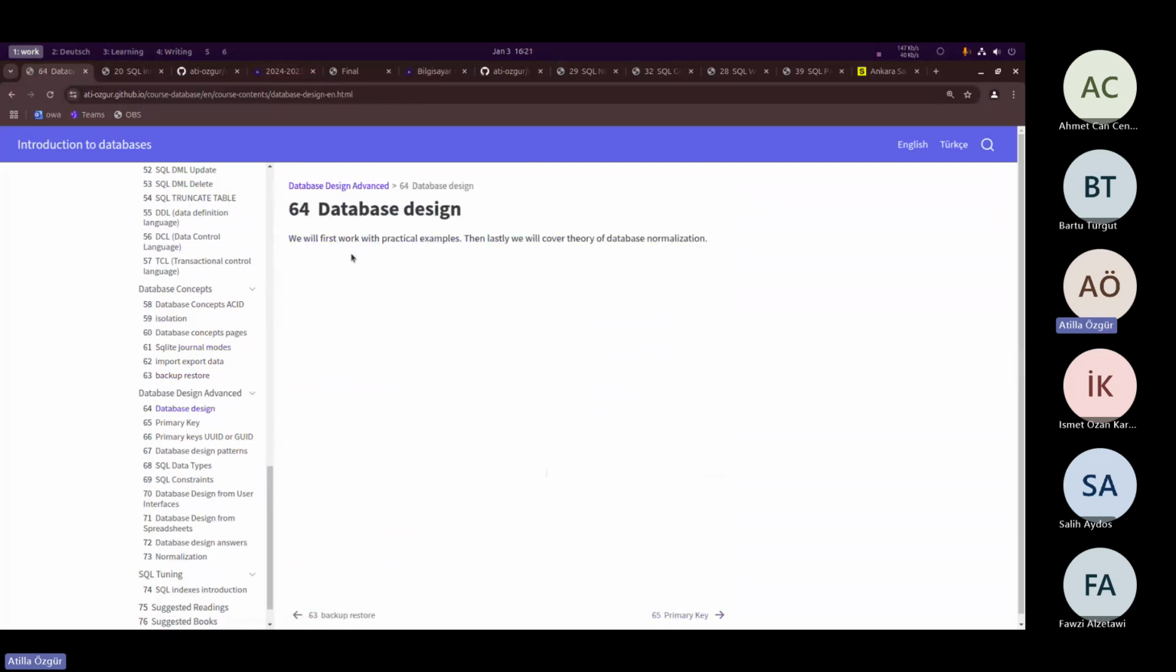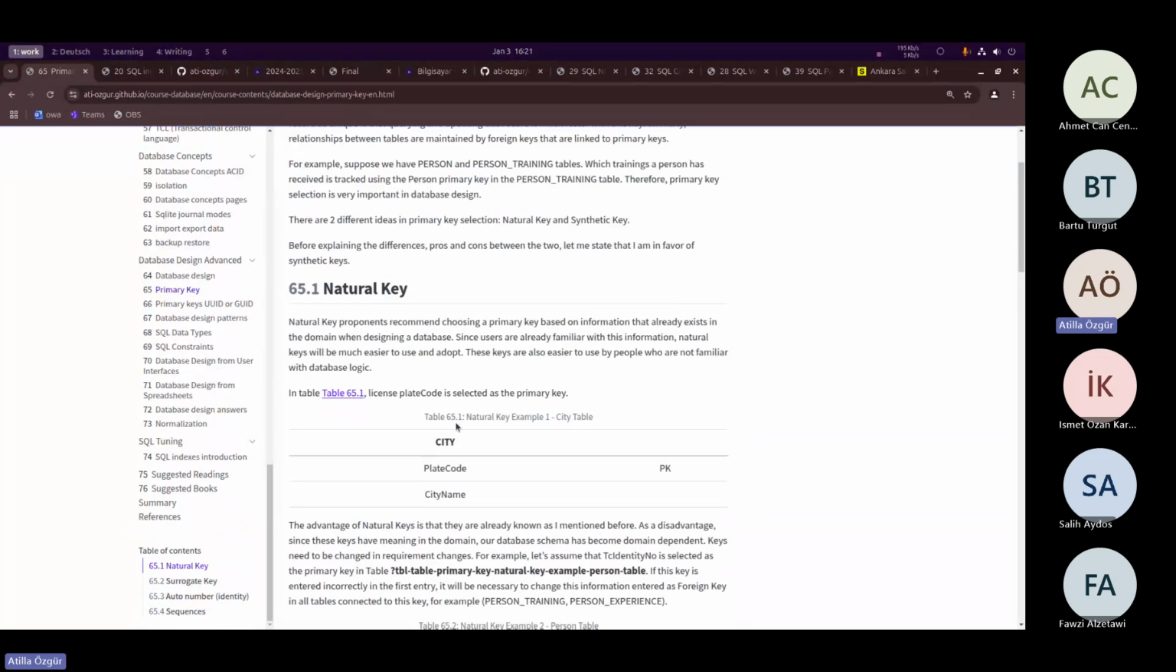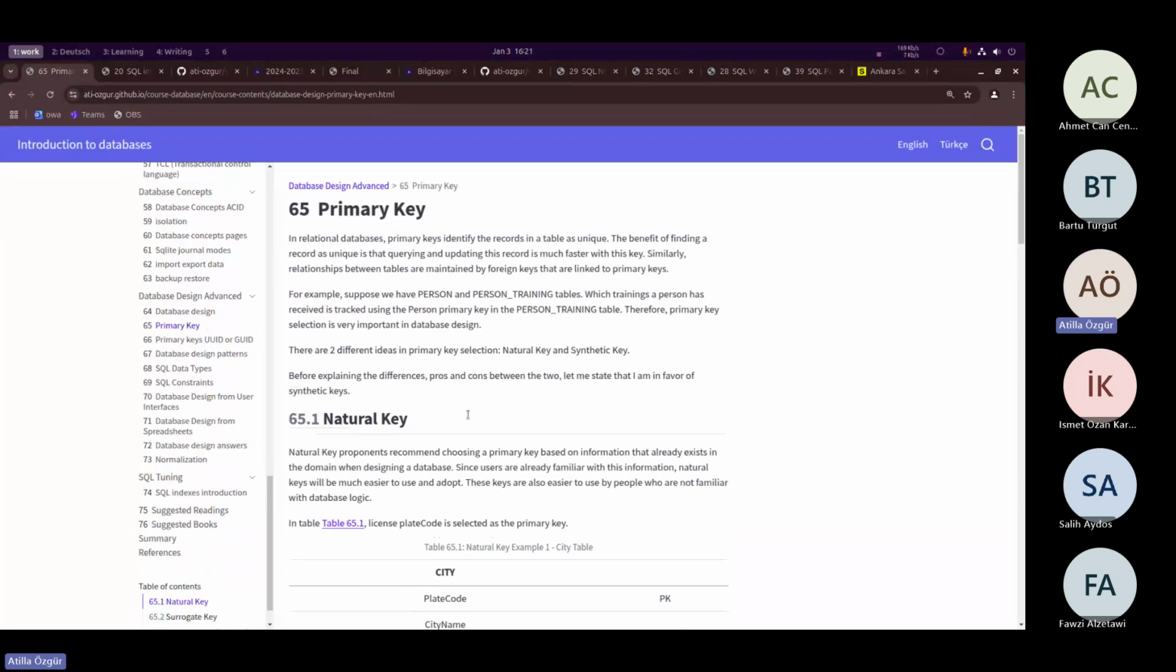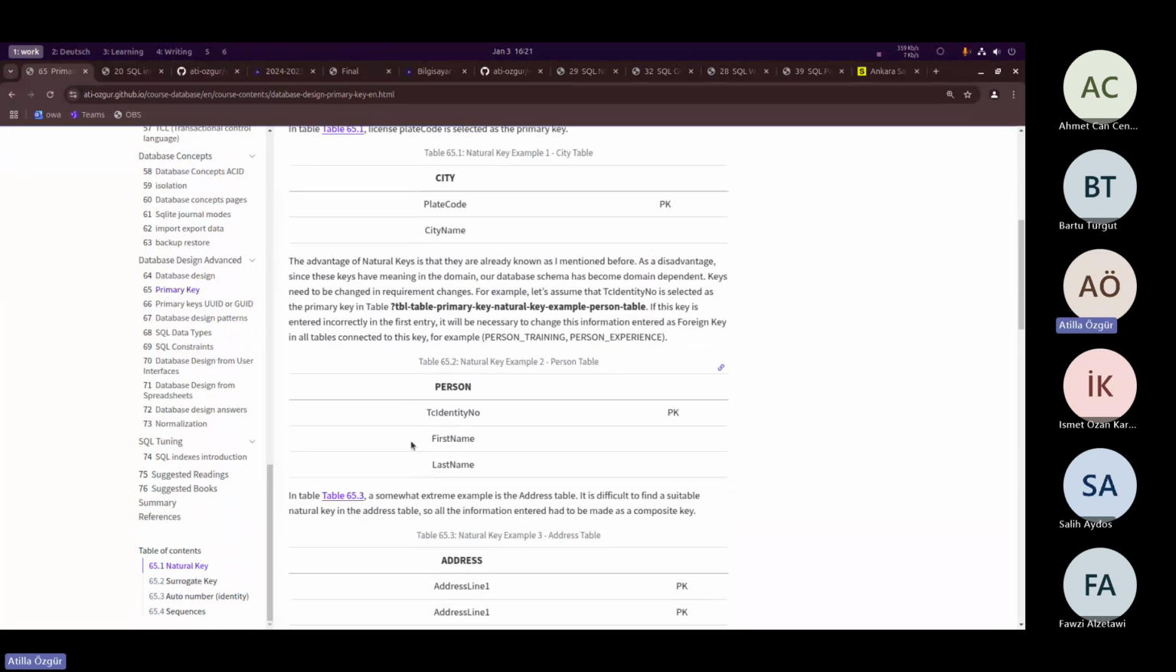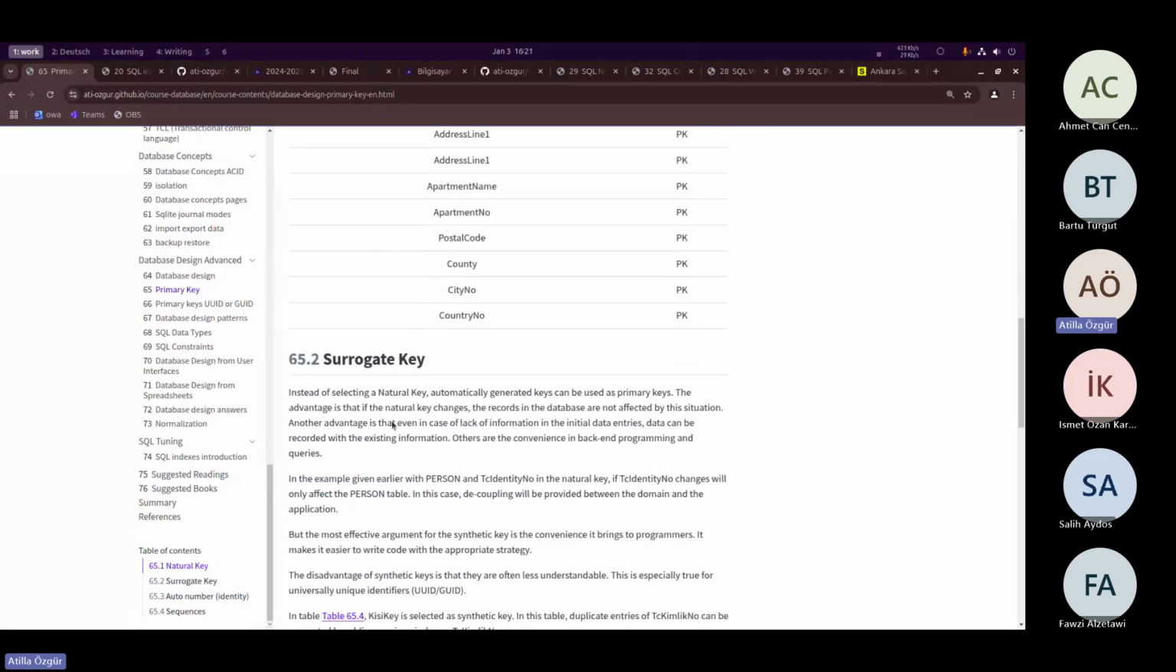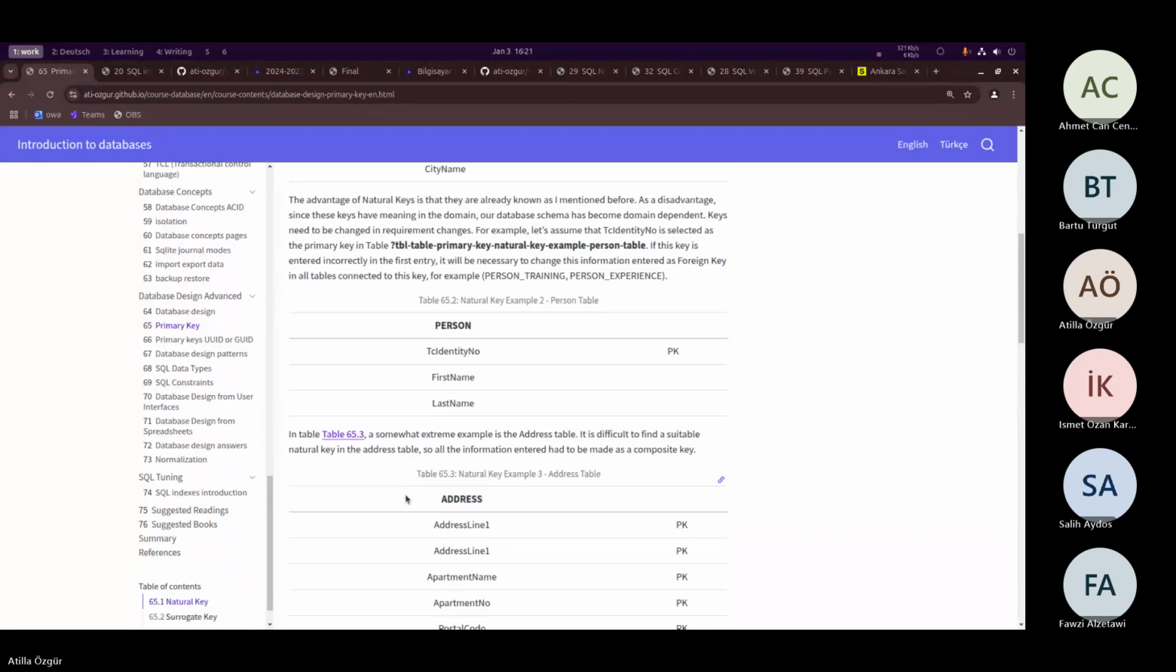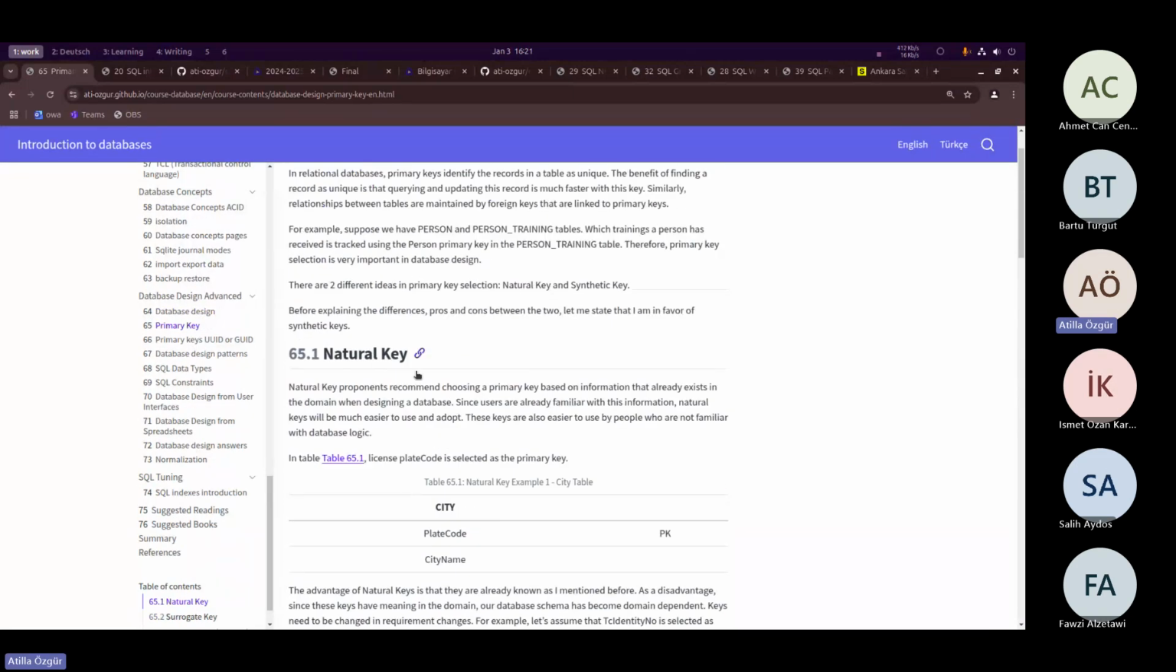Database design, today in the first lesson, we have talked about and shown two examples about database design. First of all, I would like to go over these parts and finish today's lesson. This natural key and synthetic key or surrogate key we have talked about. How you will decide and how you will put.